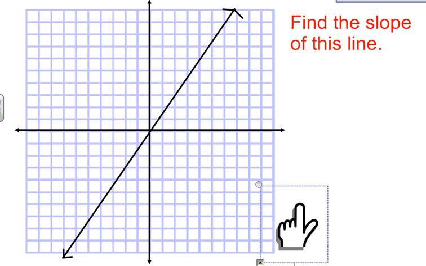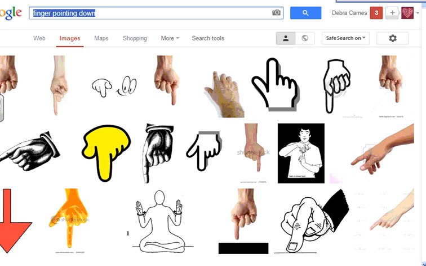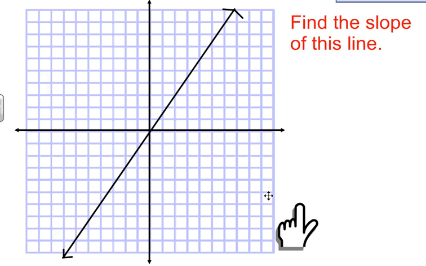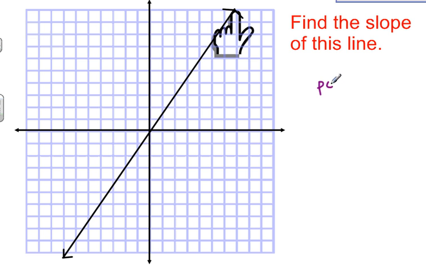Now I'm giving you a line, and I'm asking you to find the slope. The first thing I'm going to do is I'm going to take my finger, put it on the left. Oops, just lost my graph there. It's my finger, put it on the left, slide. I notice that my hand is going up, which lets me know that this graph is going to be positive. I will have a positive fraction.